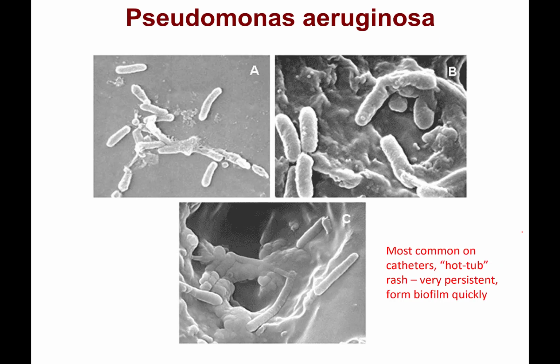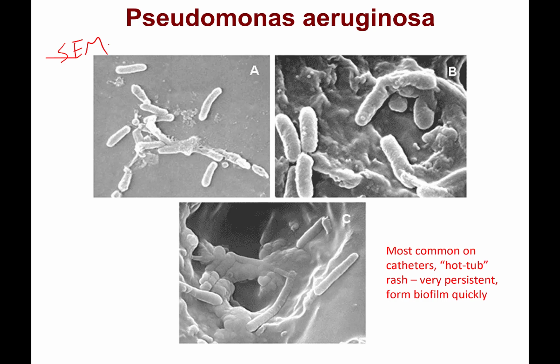This is a picture of Pseudomonas aeruginosa, which is another gram-negative bacteria. Again, you see it's kind of this rod-like appearance, similar to our Enterobacteriaceae, a little bit more elongated. All of these images are SEM, as you can see and recognize there. These are really notorious for being able to very quickly form a biofilm on a surface.